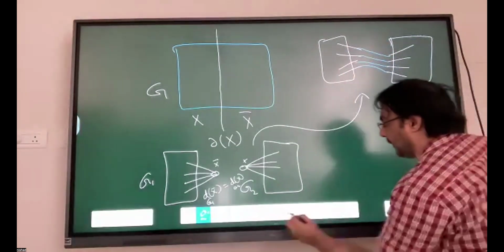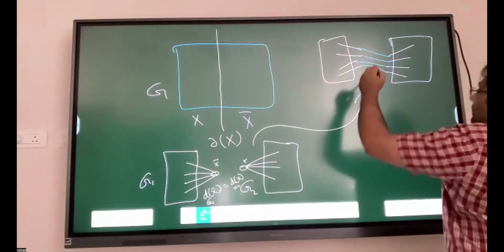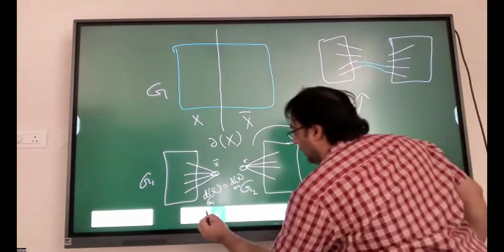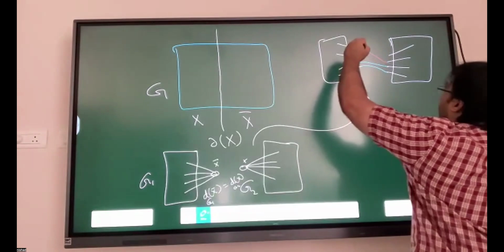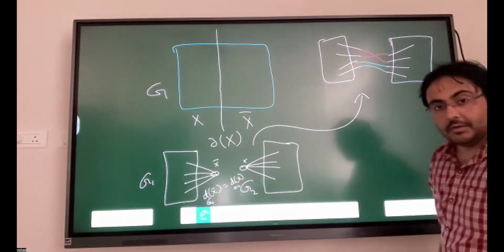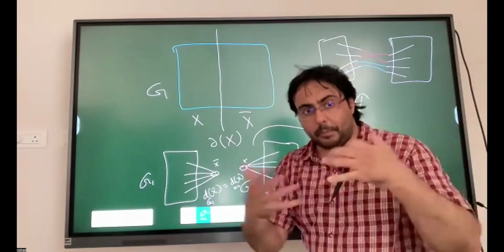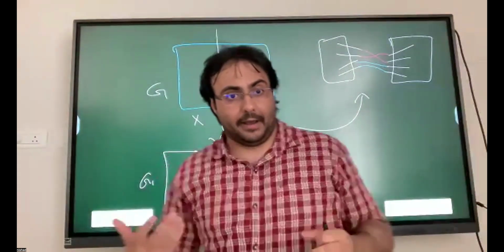Or I can choose a different permutation. I can consider a different permutation of the edges. I can make this one go here and make this one go here. So when you go to the reverse, there is some choice. But if you know the permutations that you used, then you can go back to the original graph.